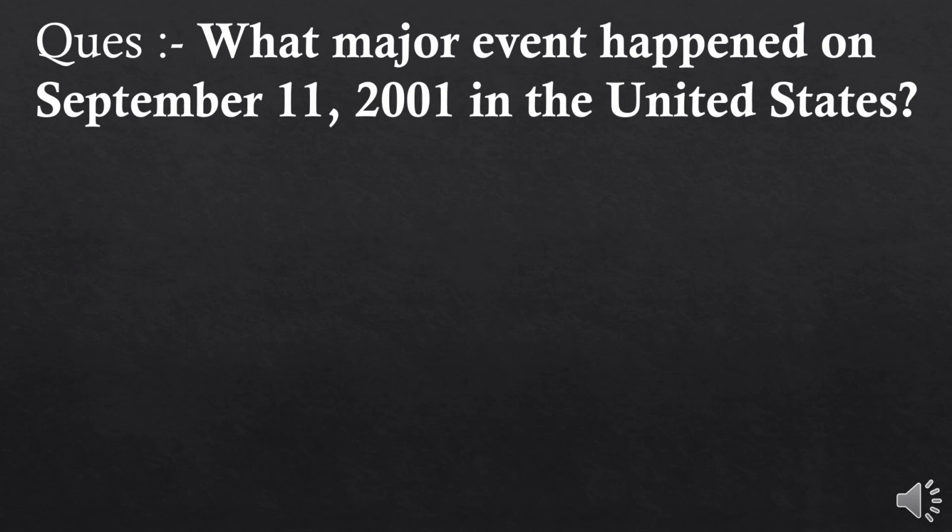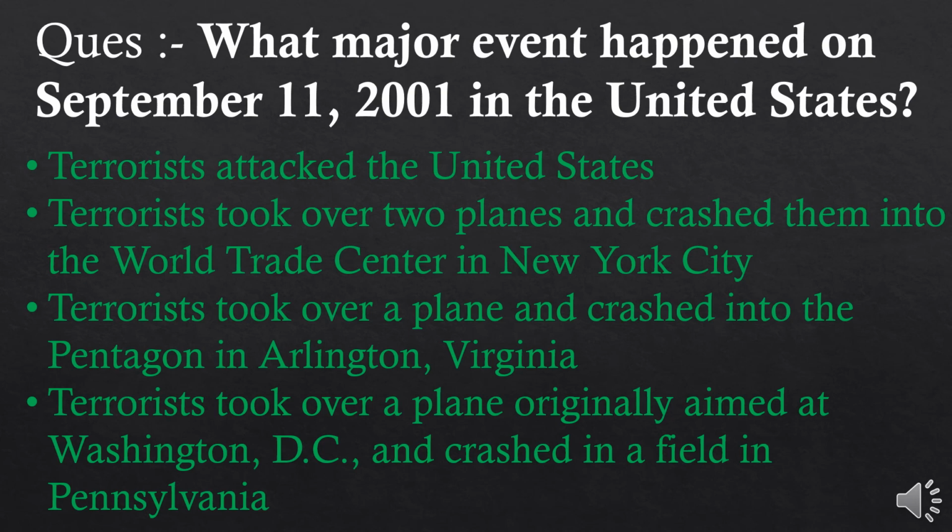Question 115. What major event happened on September 11, 2001 in the United States? Terrorists attacked the United States. Terrorists took over 2 planes and crashed them into the World Trade Center in New York City. Terrorists took over a plane and crashed into the Pentagon in Arlington, Virginia. Terrorists took over a plane originally aimed at Washington, D.C. and crashed in a field in Pennsylvania.